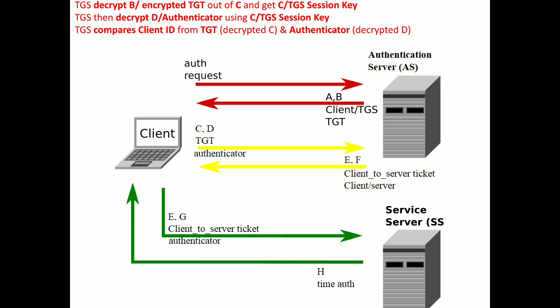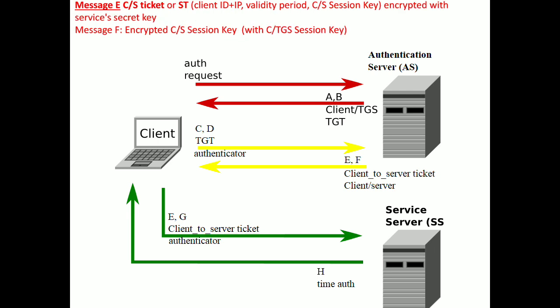And if the client IDs are the same, it means that the legitimate client has requested a service. So therefore it is a mutual authentication. Therefore it is called an authenticator. Now this is authenticator 1. There will again be an authenticator 2, which will be used between the client and the server where the resource is hosted. So authenticator 1 is used between the client and the TGS, and authenticator 2 will be used between the client and the server where the resource is hosted, or the service server, or SS.